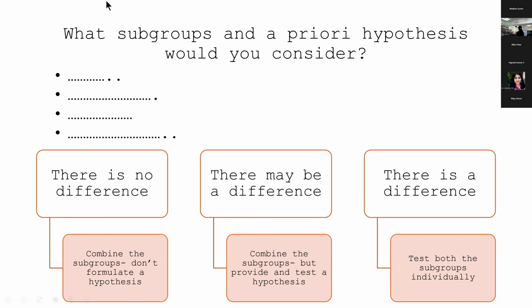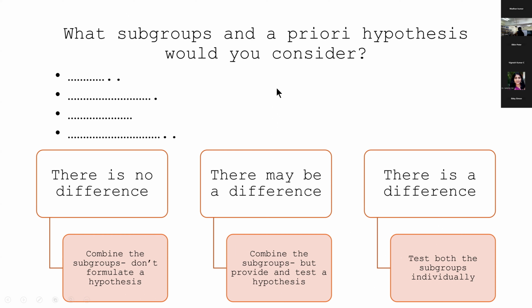Okay, let's look at severity of the pneumonia. What do you think? Do you think the steroids will be more beneficial in severe pneumonia or less severe pneumonia? Okay, so you think that there may be a difference. What would you do? Would you combine the subgroups and provide a hypothesis, or would you test them separately? Would you test severe pneumonia? Would you test non-severe pneumonia? How would you go about it?